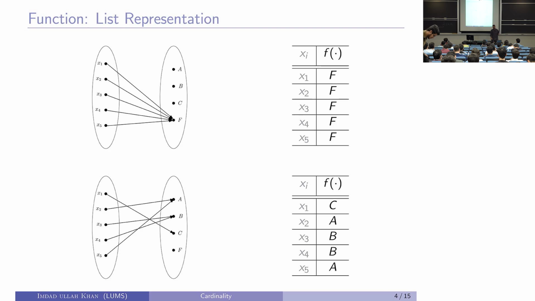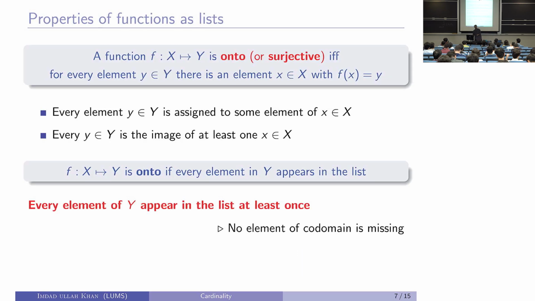Why is it not one to one? Because b appears more than once. Okay, or a appears more than once. So in the list representation, every element of y must appear at least once for the function to be onto. At least once. Okay, so that was at most once.